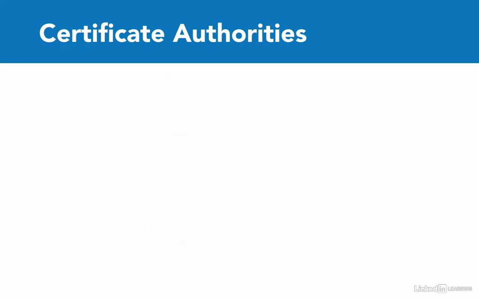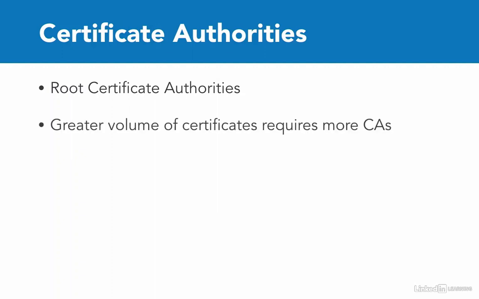So certificate authorities are actually based off of a couple of different levels. The first level is root certificate authorities. There are very few of those. Those are the ones that have the sort of ultimate authority of the internet to decide who's trustworthy and who's not. But because there's only a few of those, they can't handle the huge volume of certificates that are required. So we need more CAs.